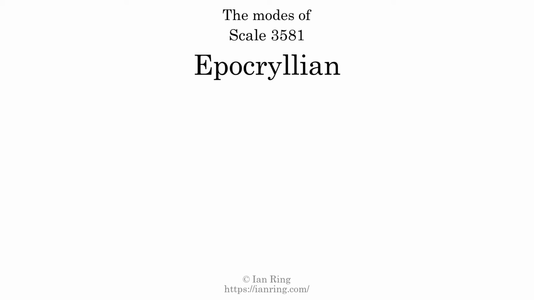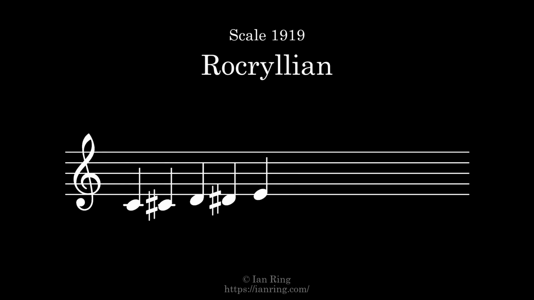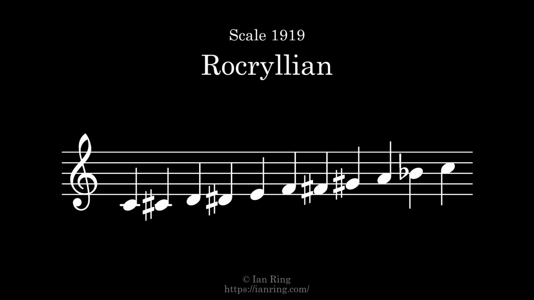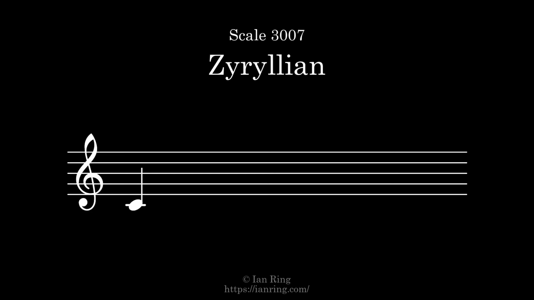This scale has 10 modes. The first mode is itself. The second mode is scale 1919, also known as Epocryllian. It sounds like this. The third mode is scale 3007, also known as Heteromorphism. It sounds like this.